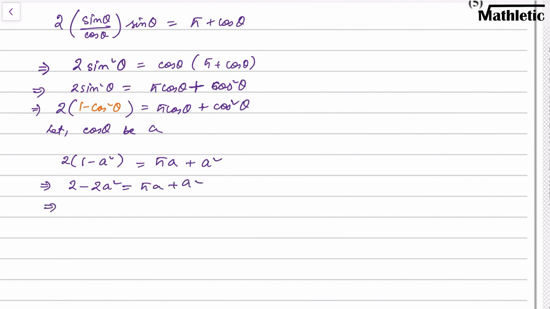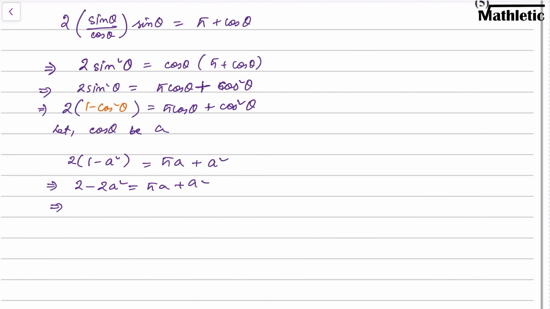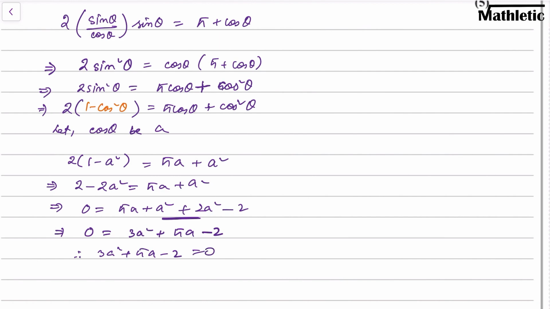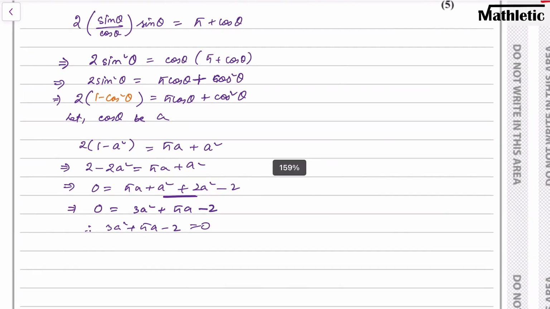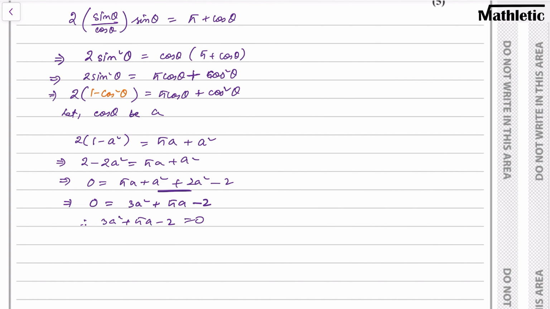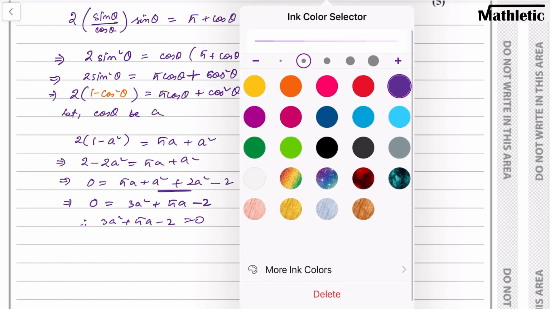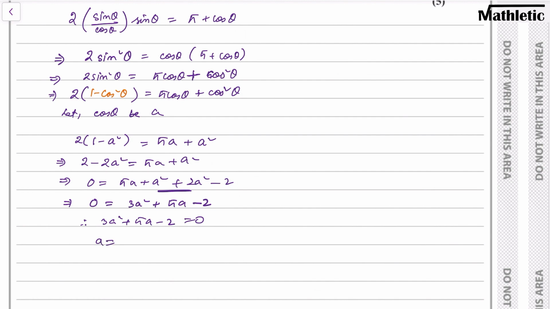So if I shift everything to the right side, we have 5a plus a square plus 2a square minus 2, as in I'm shifting this to the right side. So this is 3a square plus 5a minus 2. So 3a square plus 5a minus 2 equals 0. So solving this quadratic equation, middle term, you will get two different values. a equals 1 by 3, a equals minus 2.